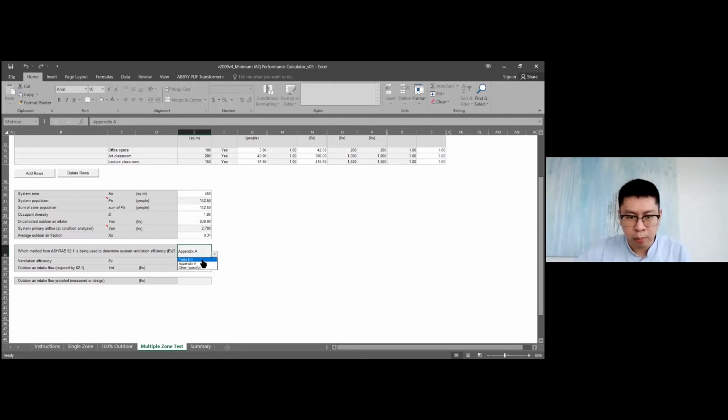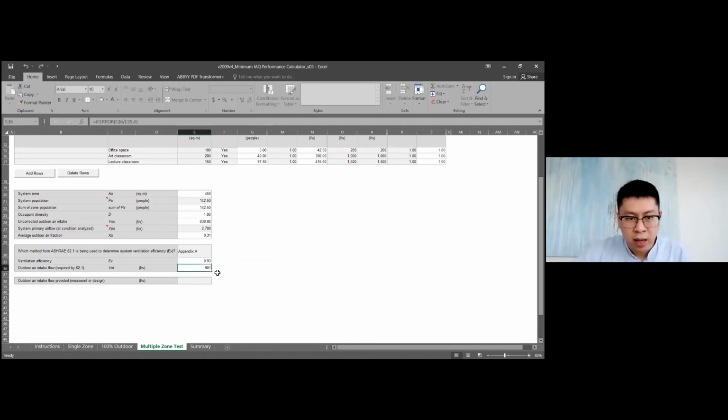This one you can play around. Usually Appendix A will be better for us, because the higher the EV, the lower the fresh air. So you can just use Appendix A. But sometimes, in some cases, Table 6-3 actually gives you lower fresh air. But this must be consistent for all the multi-zone input. If you choose Appendix A, it means all must be Appendix A.